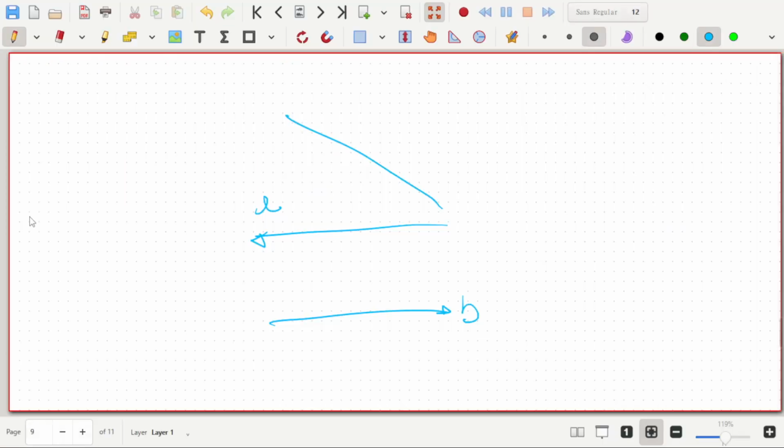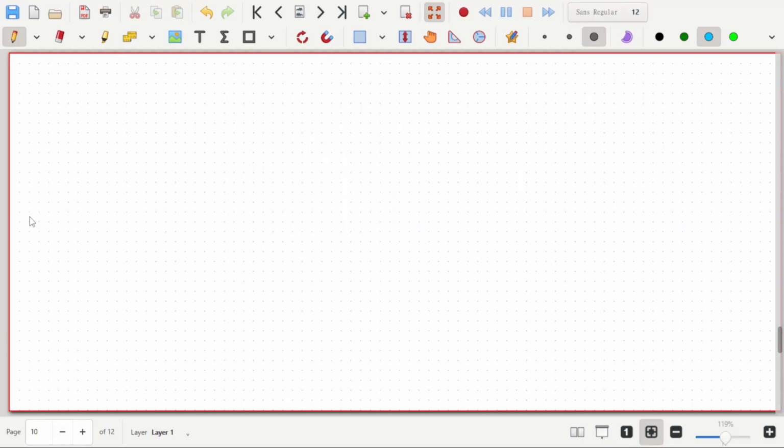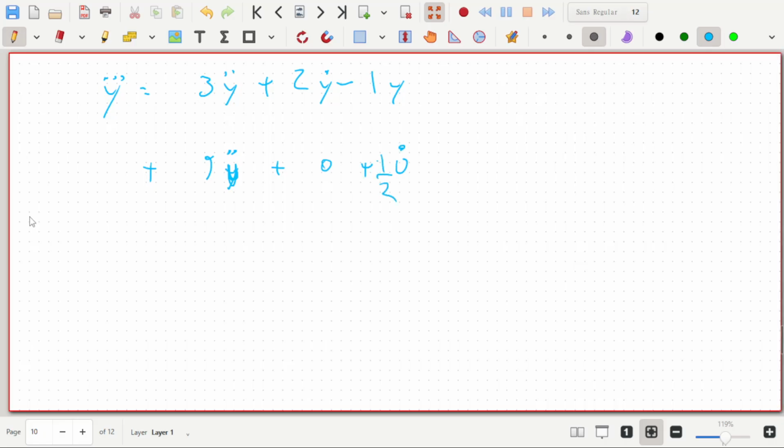Together? Let's make an example. Let's make a numerical example. Or you do it. y 3 dots is equal to 3 y 2 dots plus 2y dot minus 1y plus 9u 2 dots plus 0 plus u dot 1/2 u dot. Write it in state space. How many states do we have? 3, because we have y 3 dots.